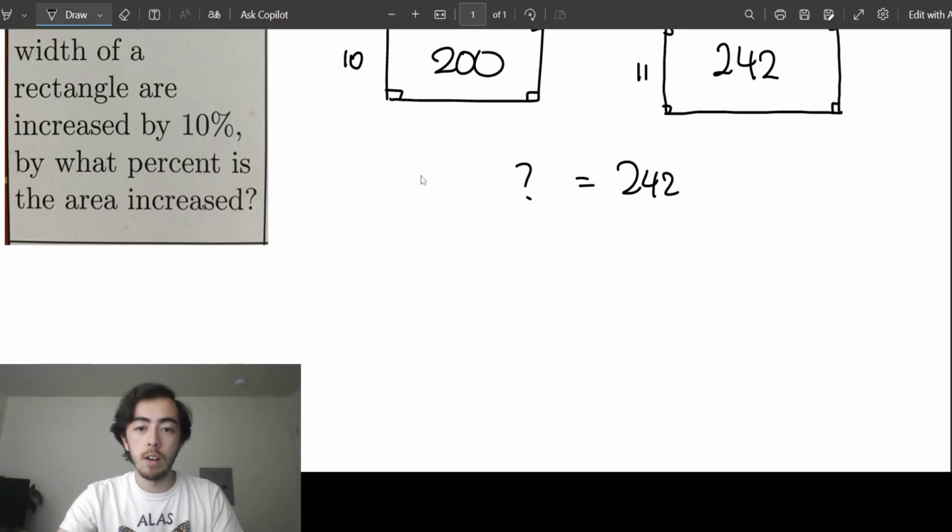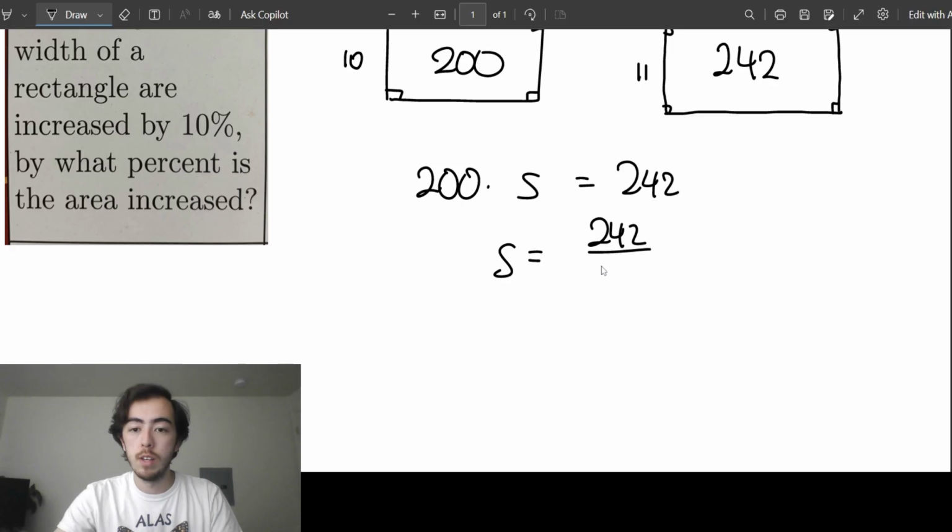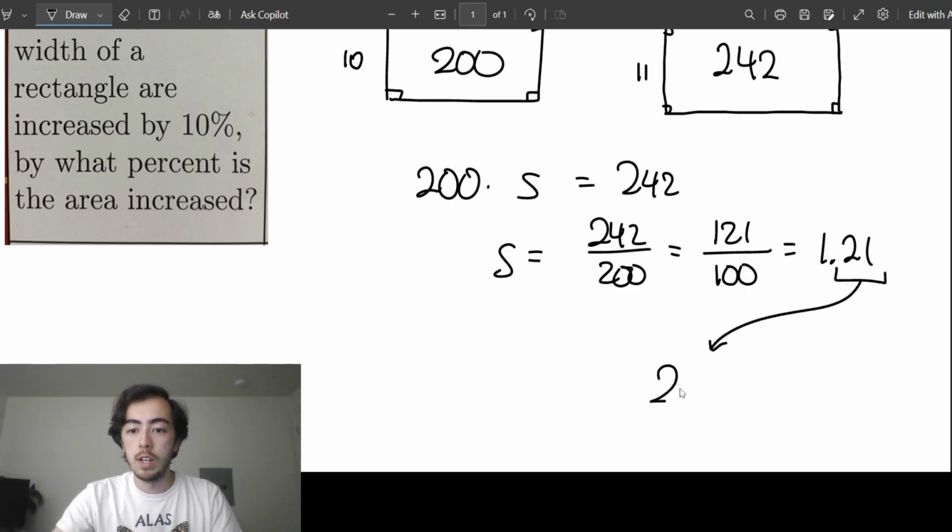So to figure out what this mystery number is, I'm going to do S for scale factor. We can just divide both sides by 200. And then here, I think I'll just divide the top and bottom by 2. I'm reducing my fraction to 121 over 100. And then I know that when you divide by 100, you can just move the decimal place over twice. And so that is how I know that the scale factor is 1.21. And this 21 right here is our 21% increase.